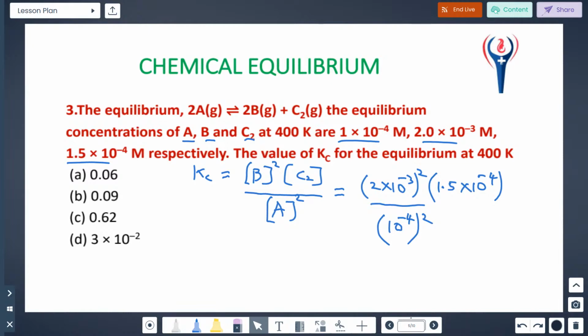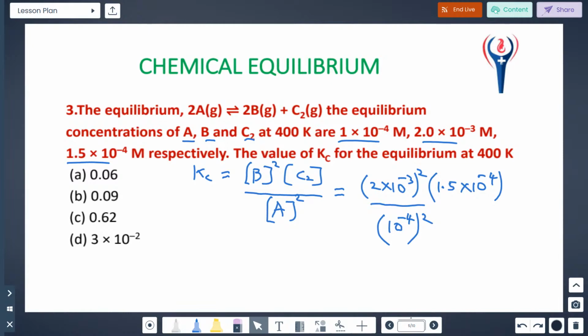Okay, students, see the third question. Any equilibrium reaction is given means we can write Kc. This is the way to write Kc. I just substitute the values here. Then I am going to simplify. Understood? You just substitute the value. Then here, how to simplify.